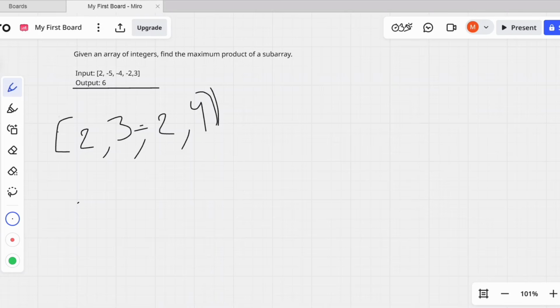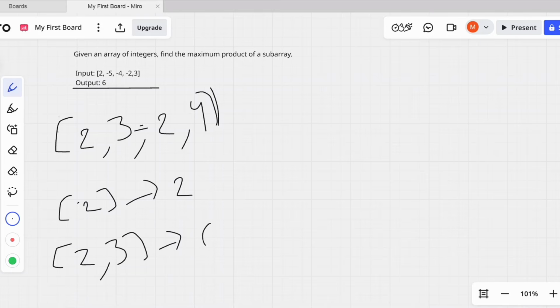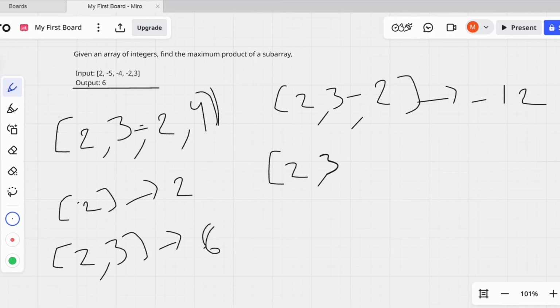Now possible subarrays are: 2 itself is a subarray. The product is 2. Now 2, 3. Product is 6. Consider 2, 3, minus 2. For this subarray, product is minus 12. 2, 3, minus 2, 4. Minus 48 is the product. Now let's check for more subarrays.